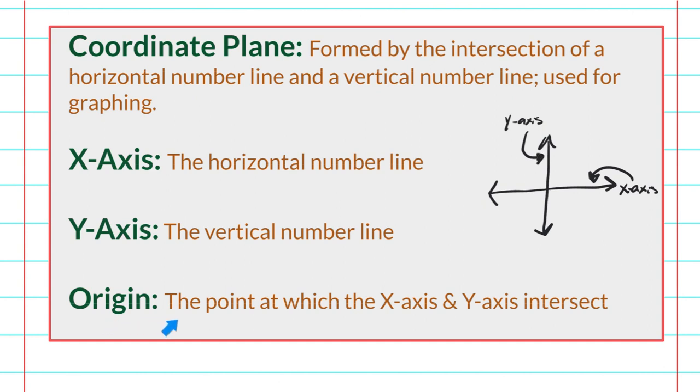And the origin is the point at which the x-axis and y-axis intersect. So that is right here. Highlight it a little bit. So that is where the two lines come together. So that is our origin.